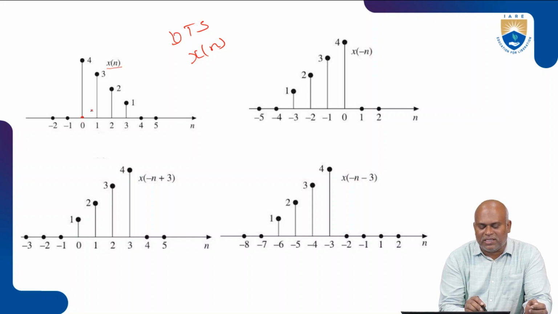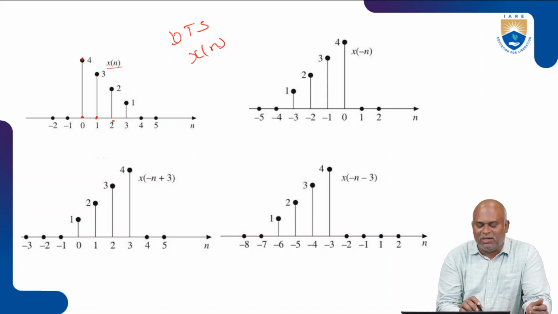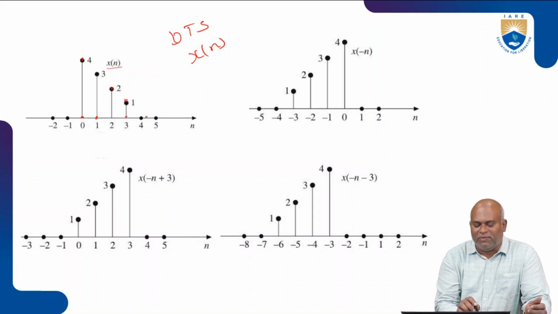So the 0th position amplitude is represented as 4 in the discrete values. Then the first position, that is the discrete value of first position, amplitude is equal to 3. 2 is represented as amplitude 2. 3 is represented as amplitude 3 of discrete interval. 4 and 5 are represented as zeros. I take this example of the time reversal case.